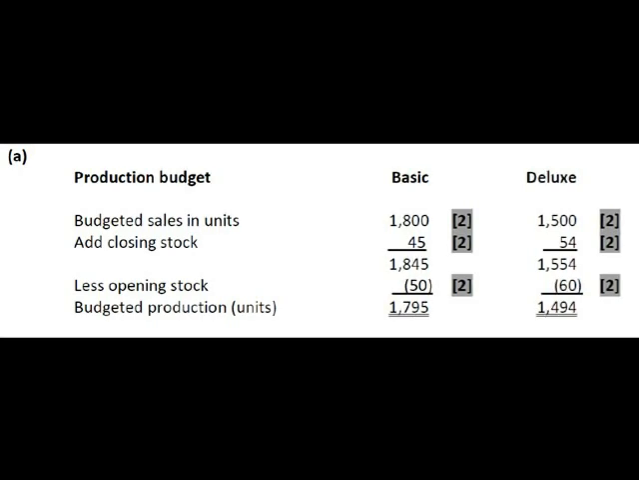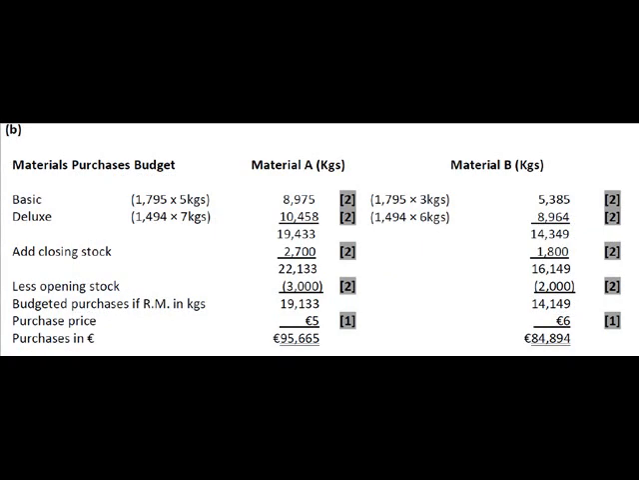Okay, we'll move on to part B now. Part B then is our material purchases budget, which really is in the first 3 lines a material usage budget and thereafter a purchases budget.